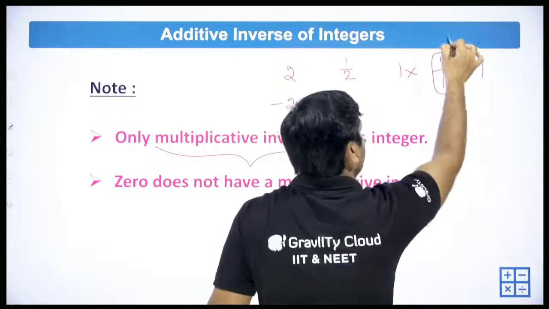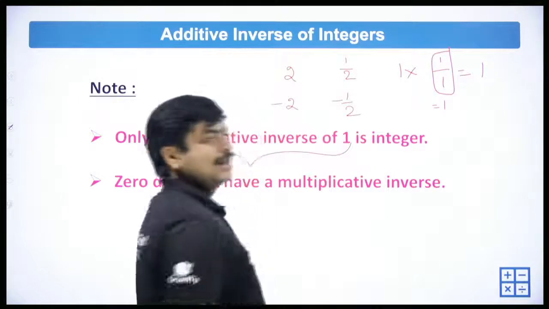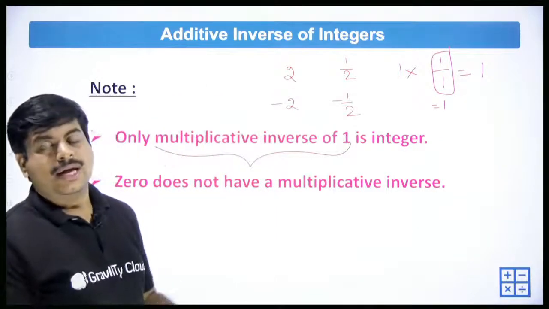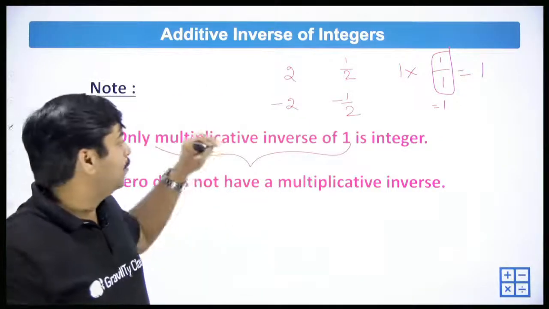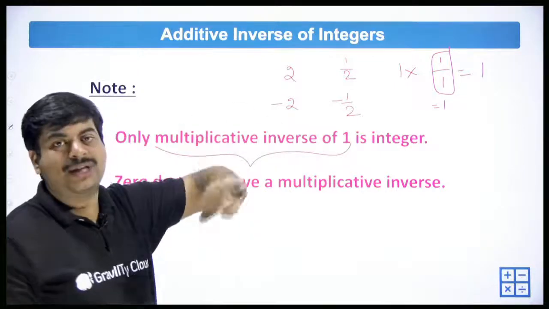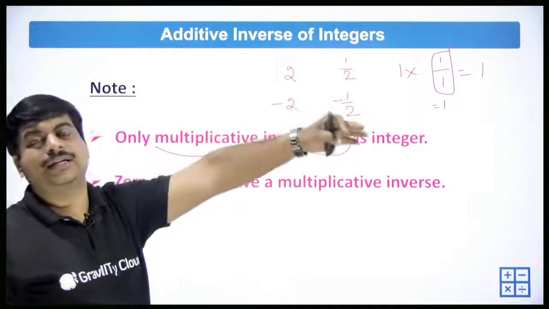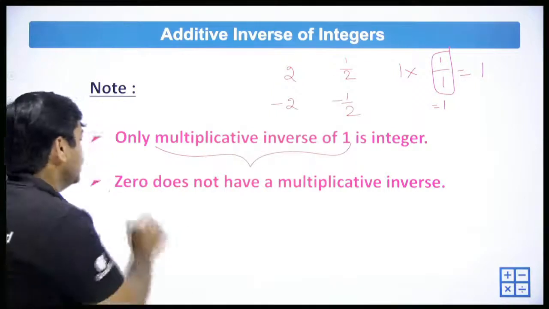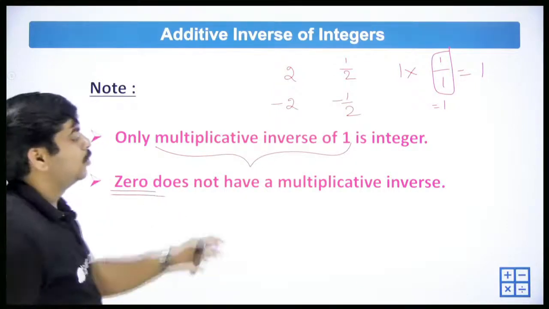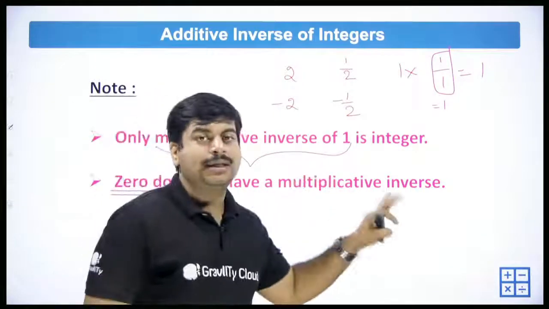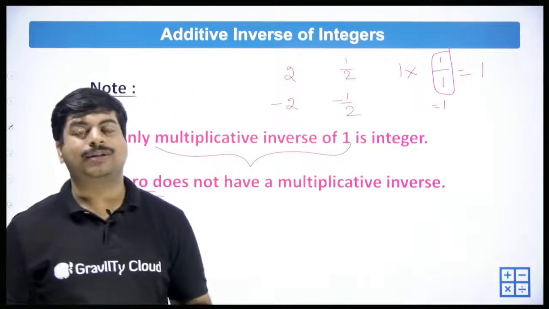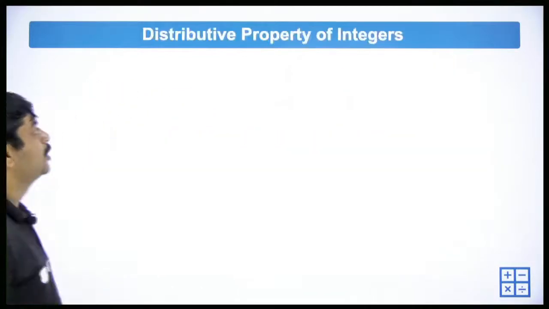1 by 1 is equal to 1. You can say that it is again an integer. In integers, only the multiplicative inverse of 1 is an integer. For the rest of the integers, you will never get an integer back. And 0, just now we discussed, 0 does not have a multiplicative inverse. So I think all these are clear to you, right?